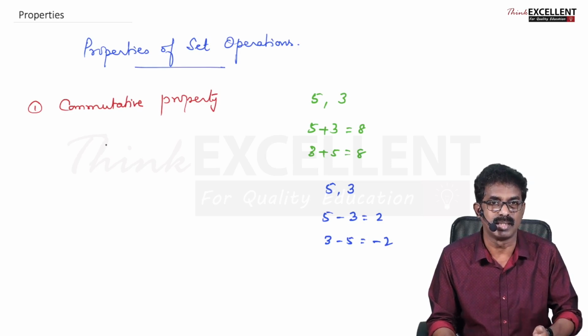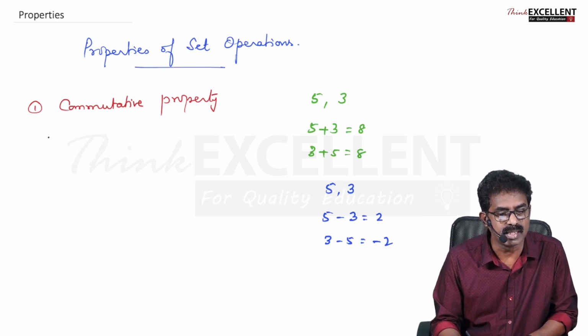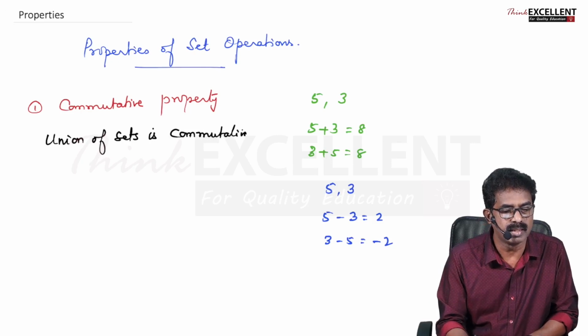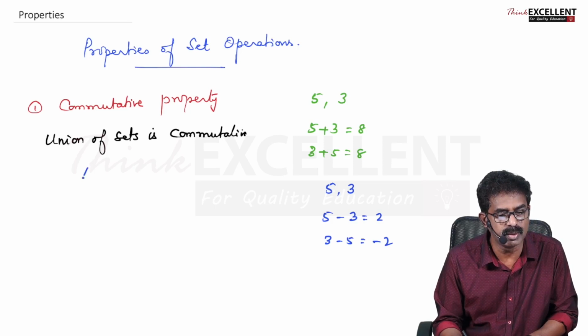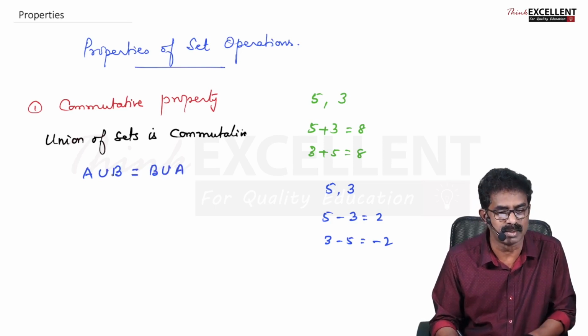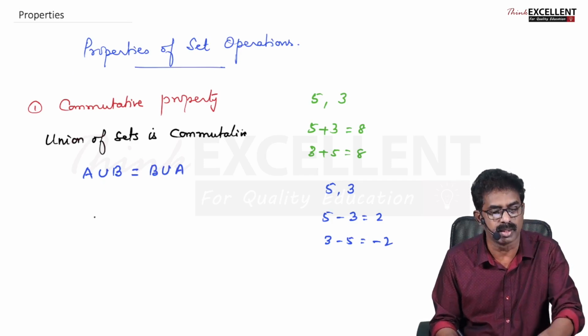Union, intersection, difference. Let us see one by one. So here, union of sets is commutative. What is the meaning of that? Union of sets is commutative means you take two sets A and B, you find A union B and B union A. You can see both answers are the same. Already we saw some examples. A union B is B union A. So we say union of sets is commutative.